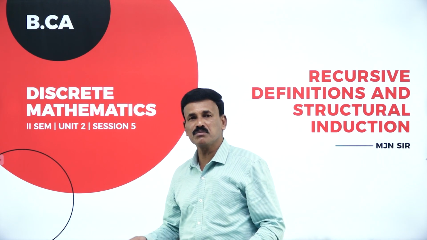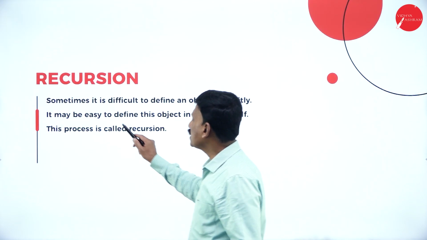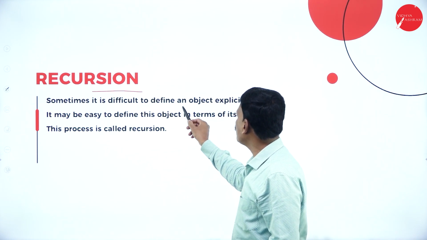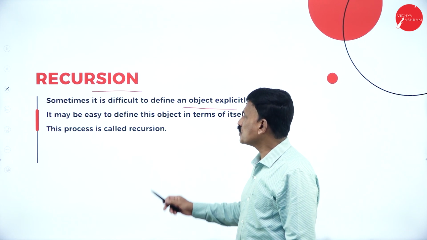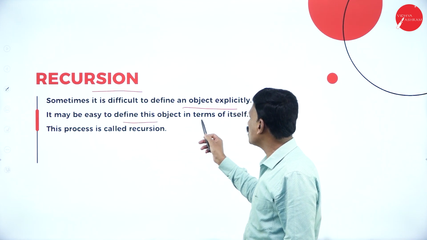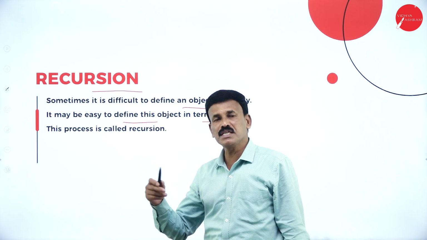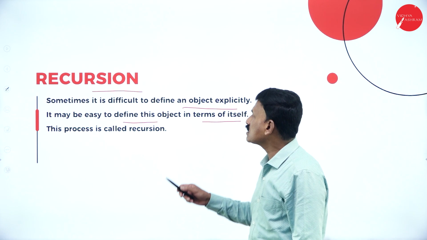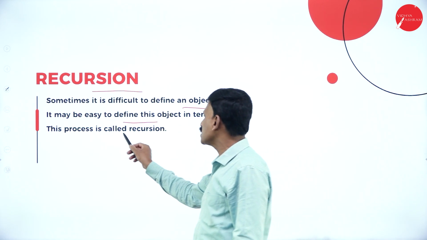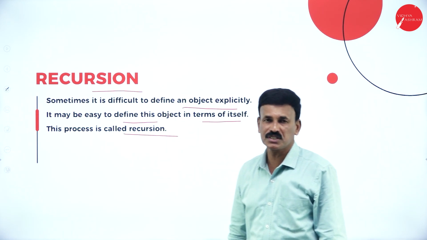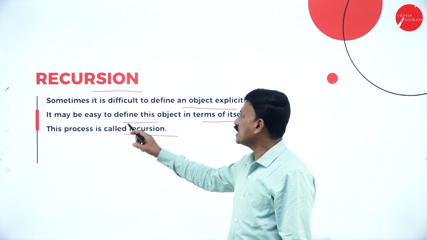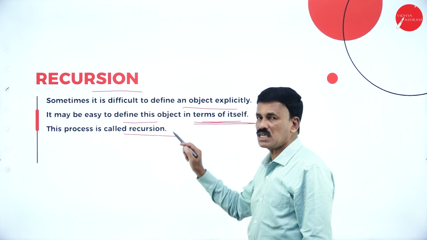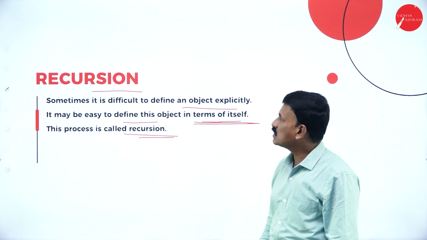Now let us know what is meant by recursive definition. Recursion means nothing but repetition. Sometimes it is difficult to define an object explicitly, so it may be easy to define the object in terms of itself, repeated. An object defined in terms of itself is called a recursion, and this process is called a recursive definition.